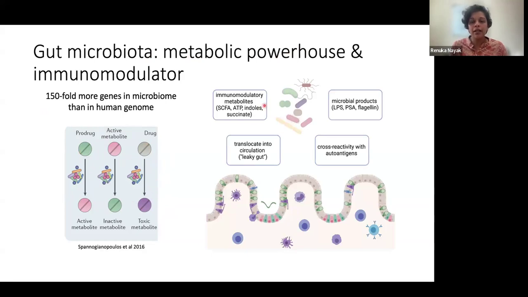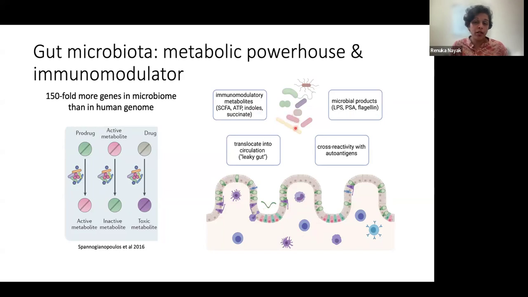But another mechanism is that microbes modulate the host immune system, and they do so in a number of different ways. And because of that, drugs may act on microbes to modulate the host immune system. So the mechanisms by which microbes can modulate the host immune system is they produce small molecule metabolites like short chain fatty acids, ATPs, indoles, and succinates, or they have proteins that are part of their cell wall like LPS, polysaccharide A, or flagellin that can cause immune activation.